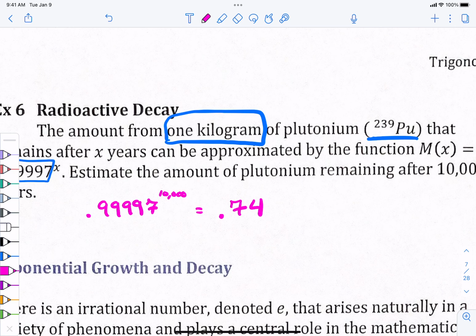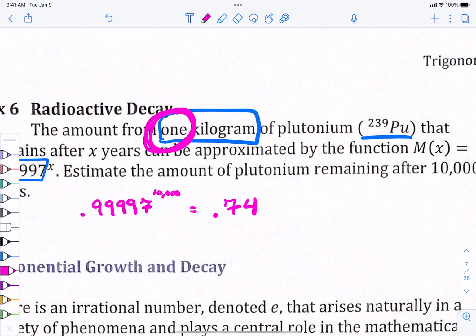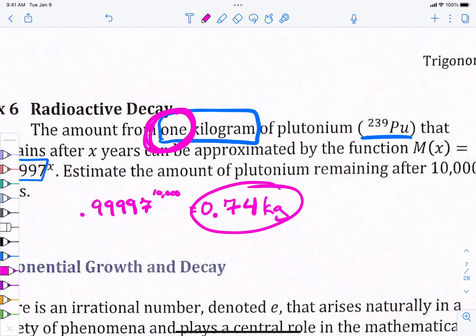Did you not get that? You're missing a 9. Okay, 0.74. So we started with how much? 1 kilogram, and we have 0.74 kilograms left. So it's like 3/4 left, or it's decayed about 25%. 25% of it has decayed in 10,000 years. That's crazy. That's not a lot.